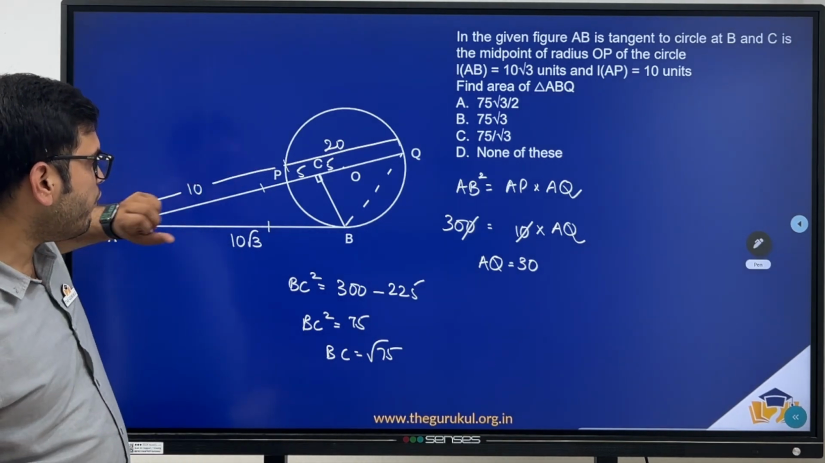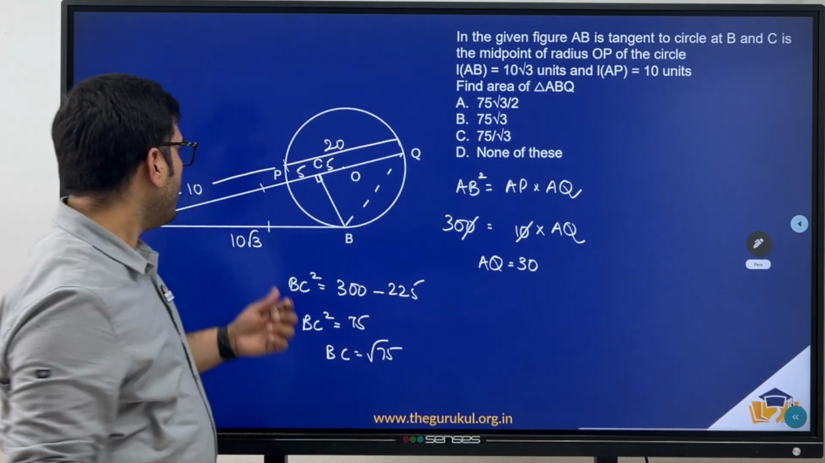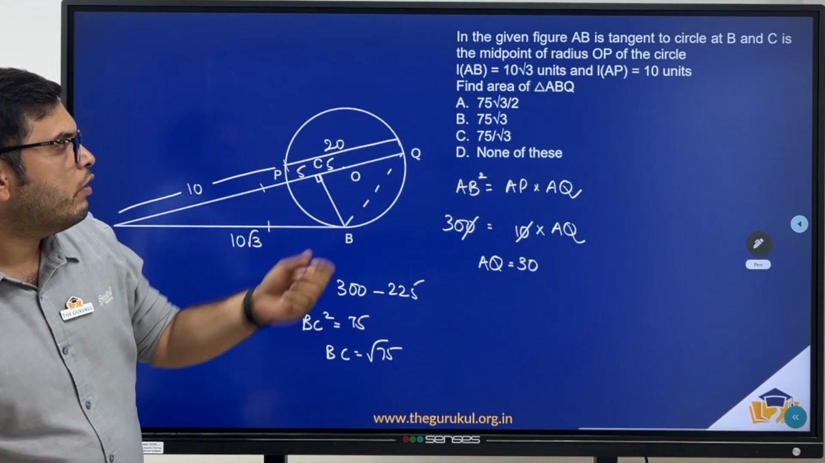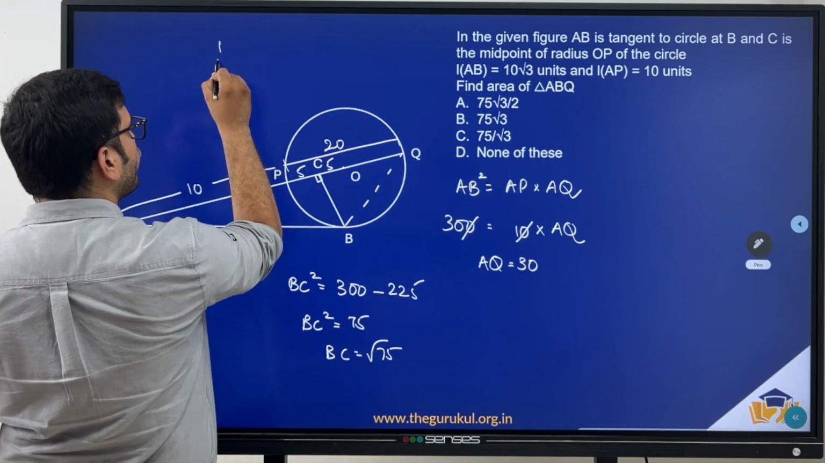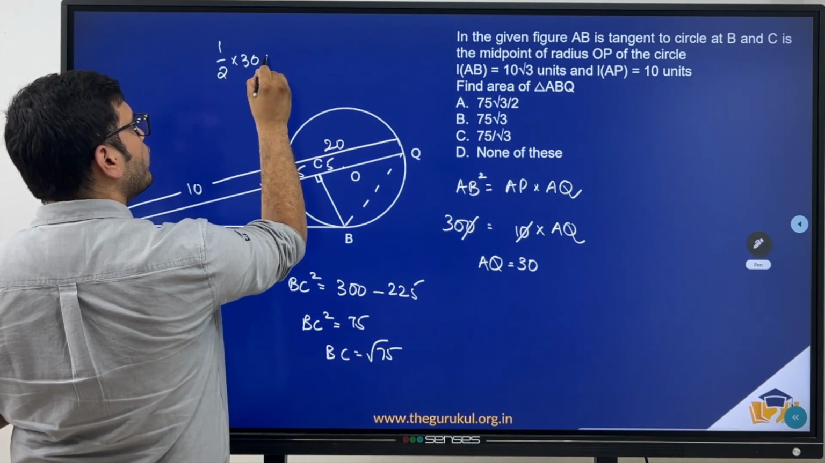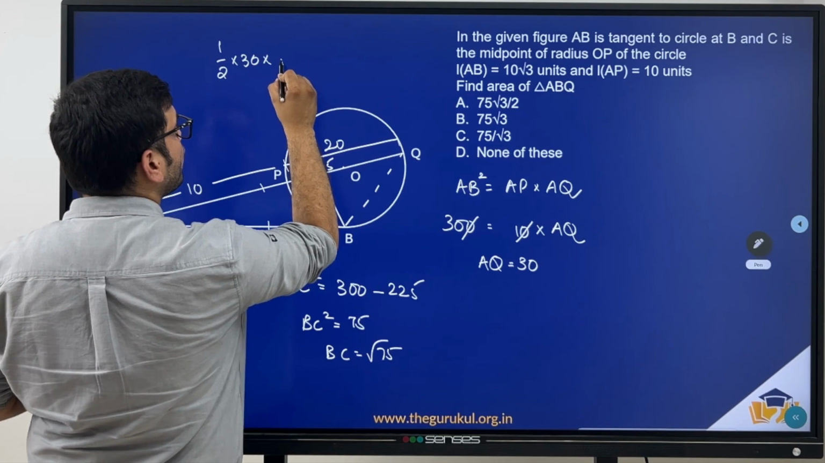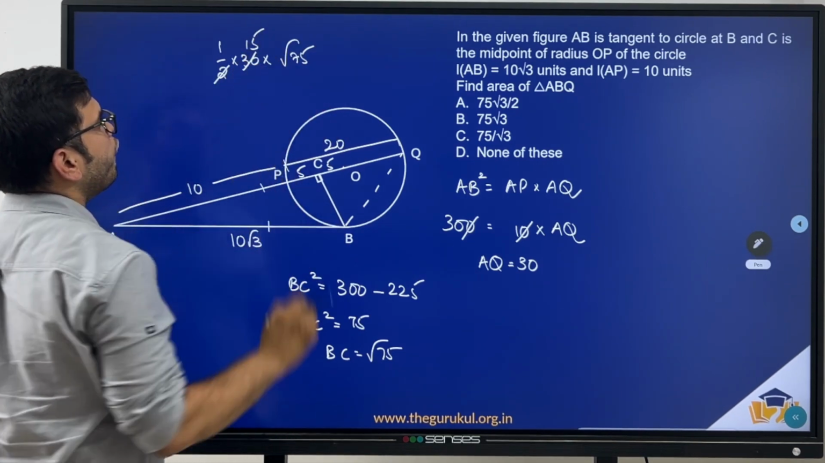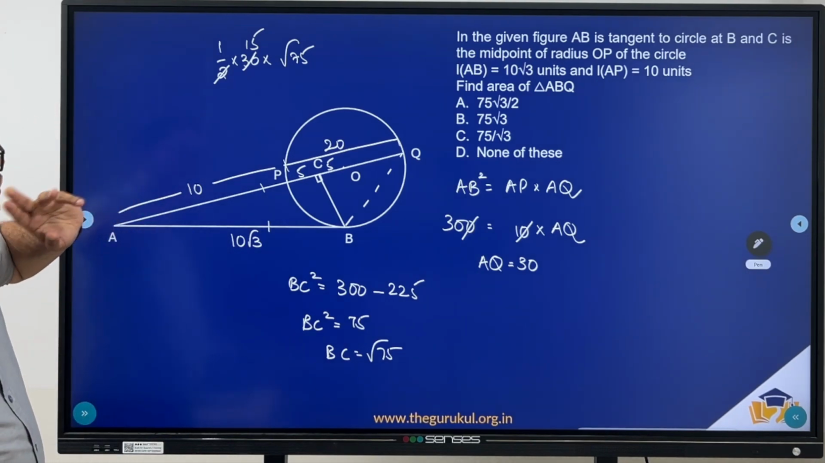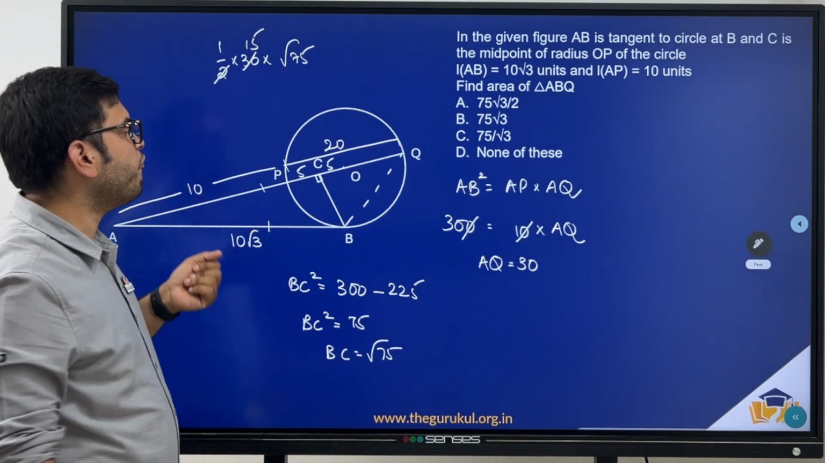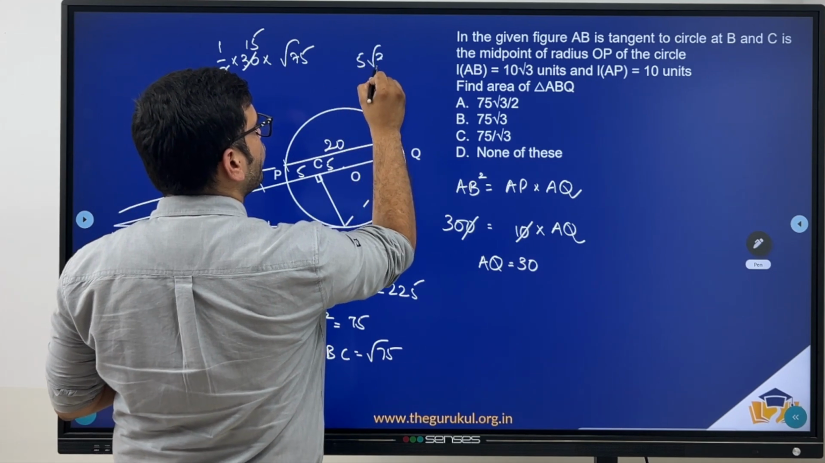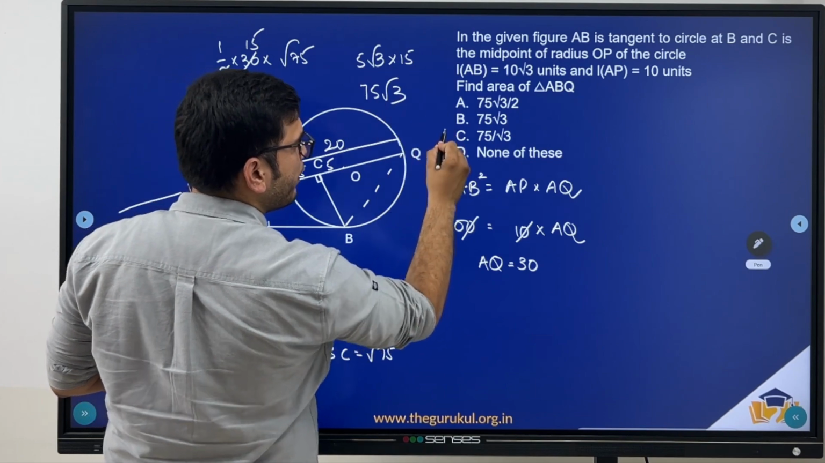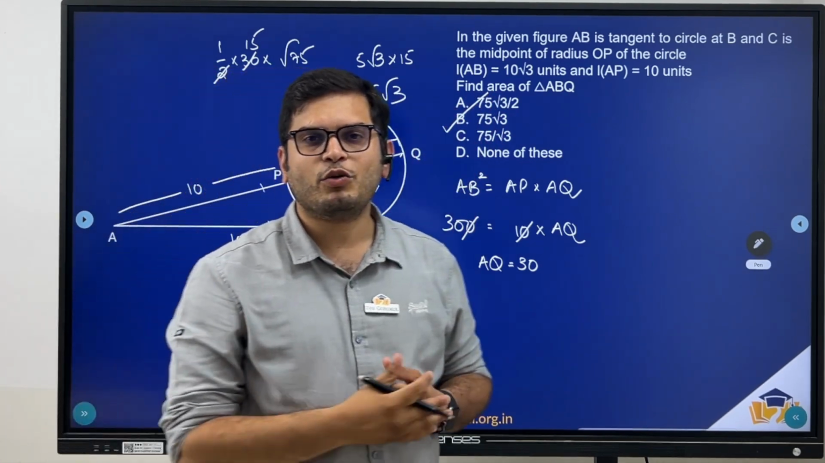BC is equal to root 75. Right? Now we have BC, and we also have AQ, which is nothing but 30 units. Now what was asked? We are asked to find the area of triangle ABQ. So half into base 30 into corresponding height root 75, right? So this is 15. Now I can further simplify root 75 as 5 root 3. So 5 root 3 into 15, 5 15 75, 75 root 3. So hence option B should be the answer to this question.